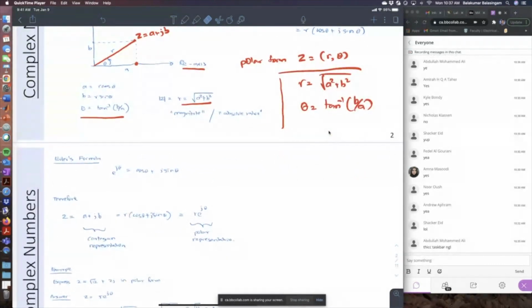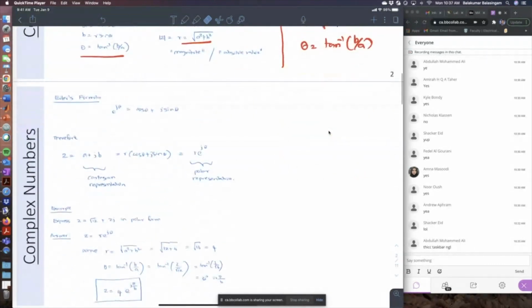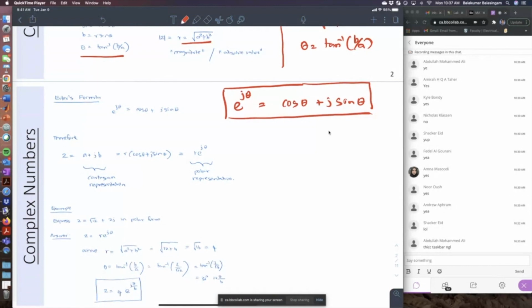Now, this is most likely a review. I know that you guys took this course in math sometime in first year. So then this Euler's formula, we will use this many times. That's why I'm introducing it here. E to the power j theta is cos theta plus j sine theta. You should always know this by heart. This should be in your memory. That's a very useful formula.